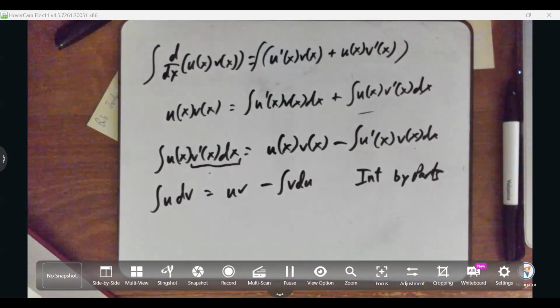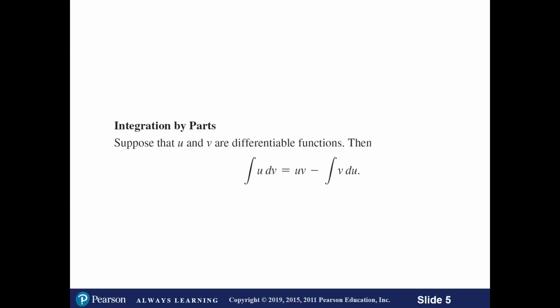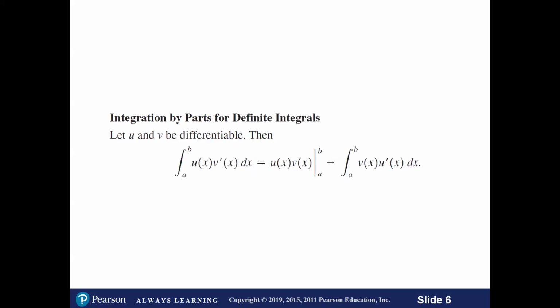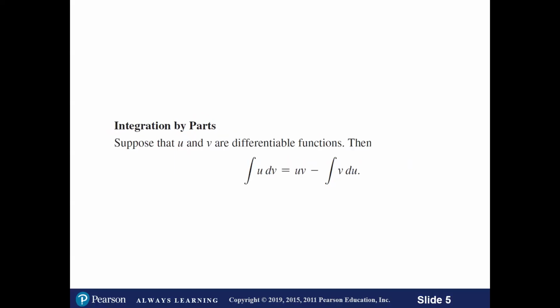All right, so integration by parts. u and v are differentiable functions. The integral of u dv equals uv minus the integral of v du. Okay, great. But what does that mean? How do we do that? And that's what some examples are for.